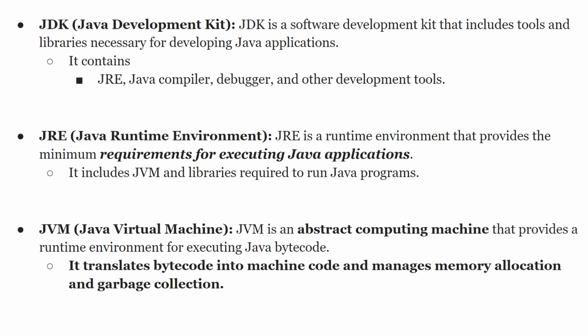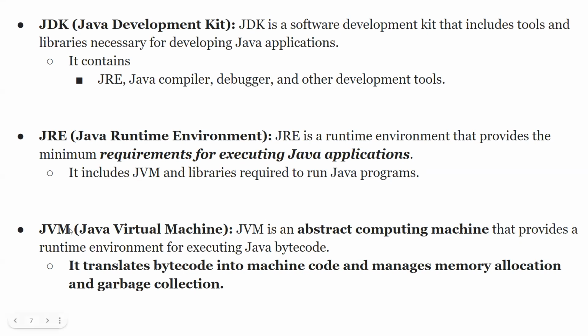How about JRE? What does JRE mean? Java Runtime Environment. It is nothing but a runtime environment where we execute our bytecode. It provides the minimum requirements for executing Java applications. As I told you, this makes Java write once and run anywhere. As long as we have the JRE on our machine, you can execute your Java application anywhere on any platform. It includes the JVM and the libraries required to run the Java program, and the JVM has, for example, the garbage collector.